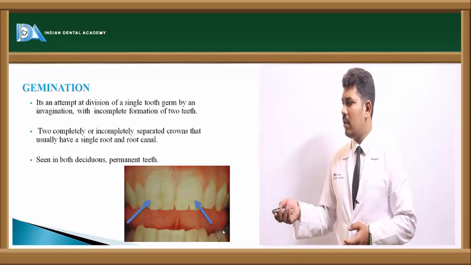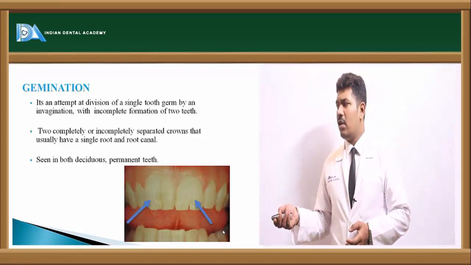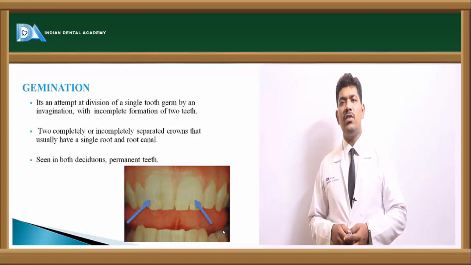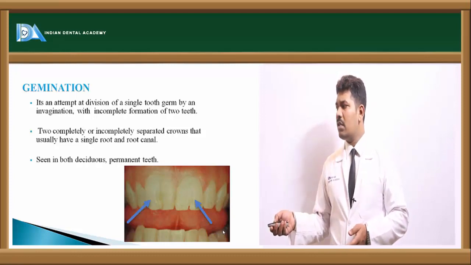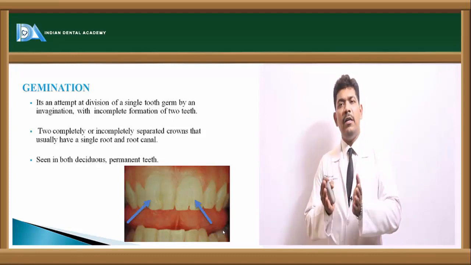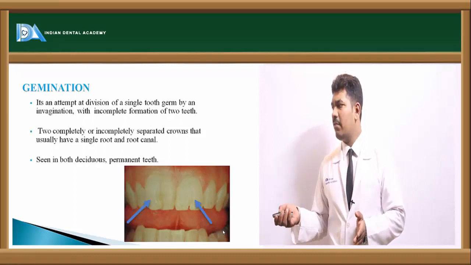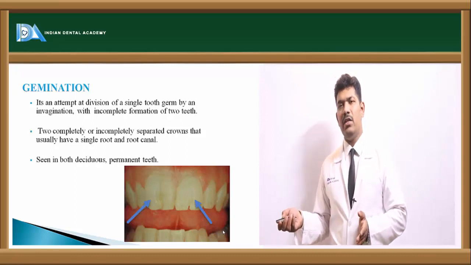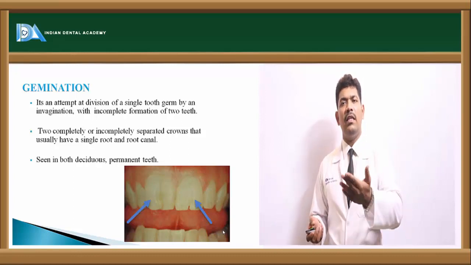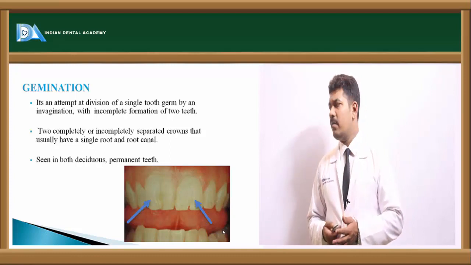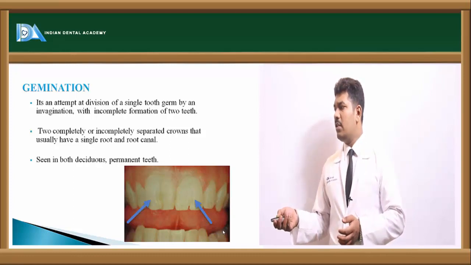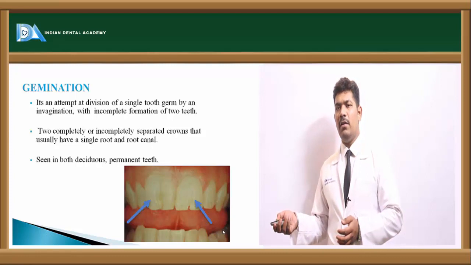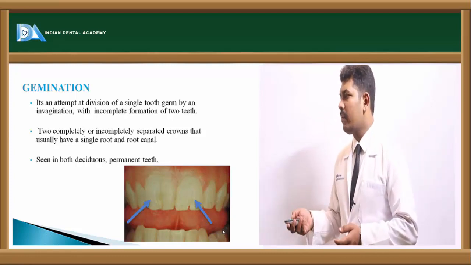This is one of the cases wherein in the permanent teeth, your permanent central incisors, both of the tooth germs have tried to divide into two different teeth, so giving rise to four central incisors, which are smaller than the actual counterparts. Now there is a joining of these crowns at the root level, but the crowns are partially fused with each other.